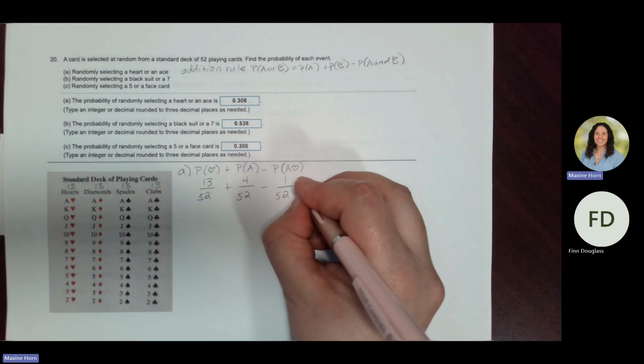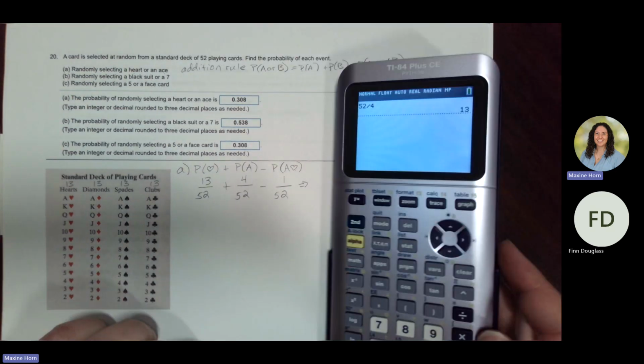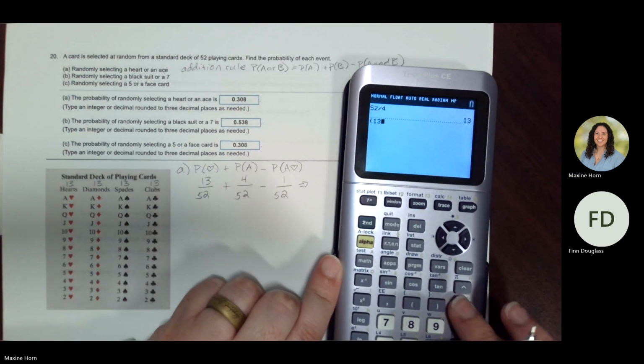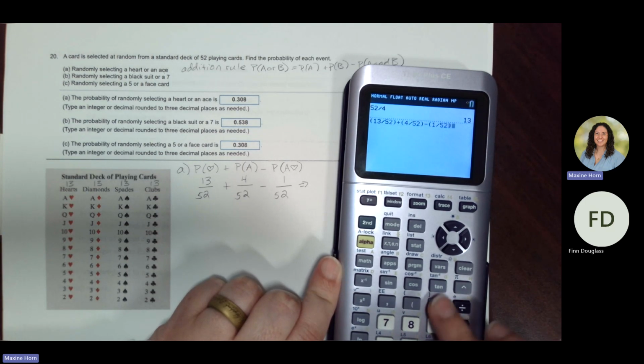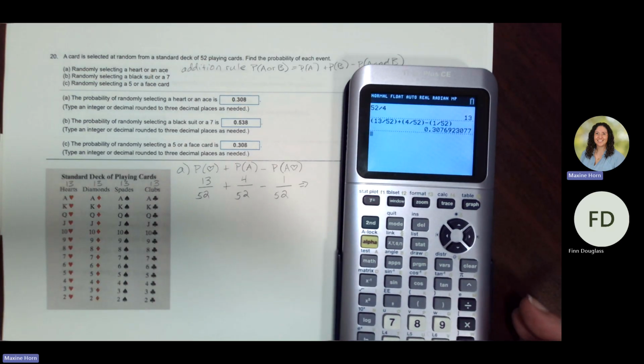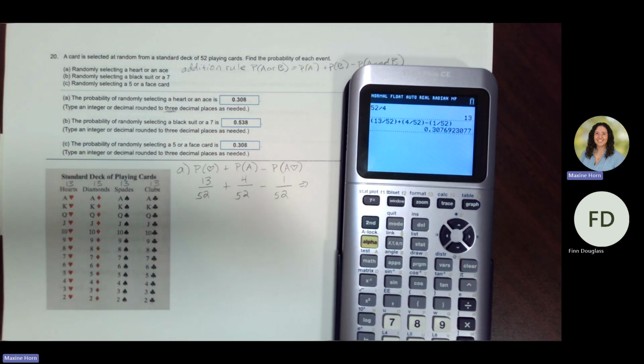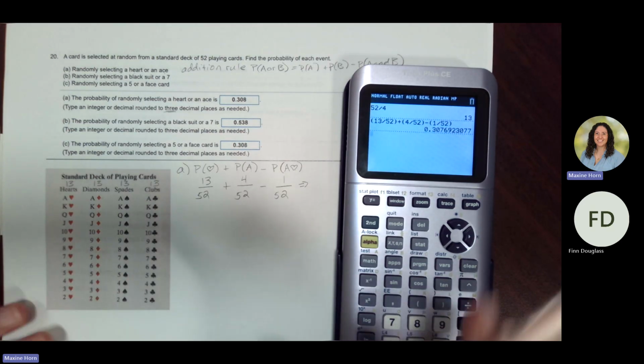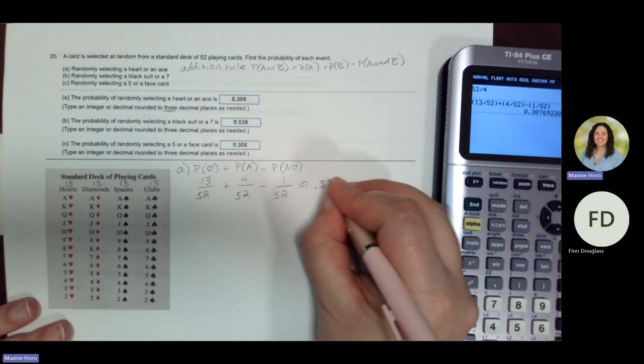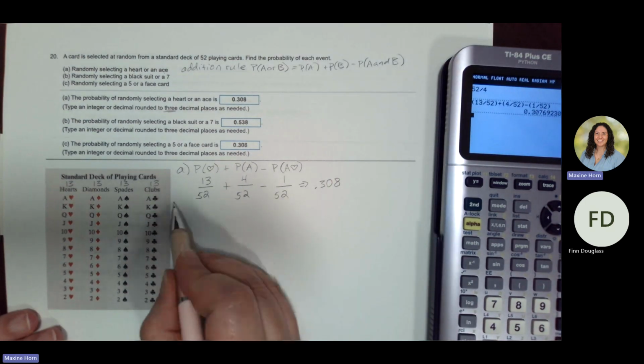So when you plug that into the calculator, just to be extra safe, use your parentheses, because we don't really have time to go through all the rules about order of operations and using your calculator and all that. So I'm going to say just play it safe, use parentheses when you're dealing with fractions. All right, so we get that number. If we round to 3 decimal places, that's how we're going to get 0.308. Okay, so that was part A.